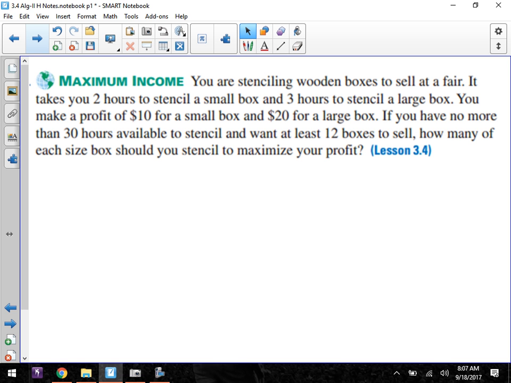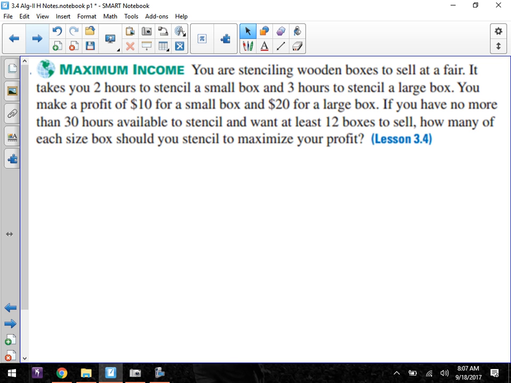All right, second one. Second one states we are going to stencil. Guys, come on. We're going to stencil wooden boxes because your wife saw it on Pinterest and said you need to do this. I'm telling you, that Pinterest thing is crap.